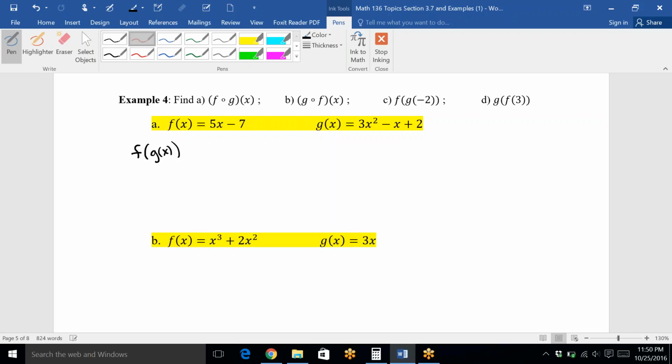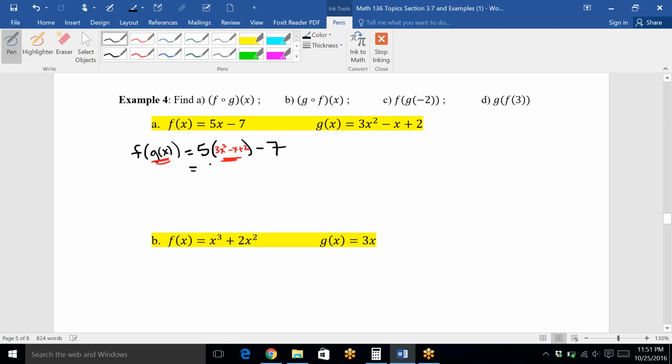I'm going to think of that in red, essentially. So the f is my outer shell. So I write 5, anywhere there's an x, I put a blank, minus 7. And in this blank, we're going to put the g of x function, which is 3x squared minus x plus 2. I didn't give myself much room.